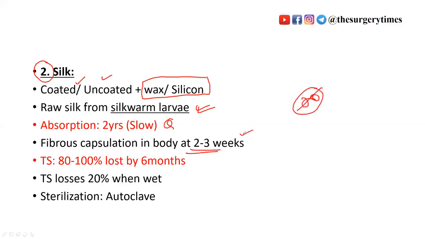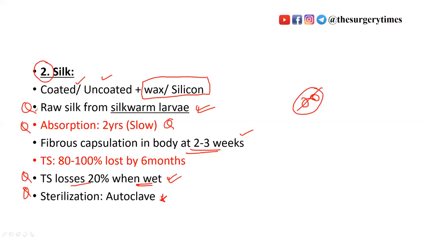Now the tissue loses 20% when wet. It is contradictory to linen. Tensile strength is lost by 20% when it is wet, and sterilization is by autoclave. These all Q marks are important questions.